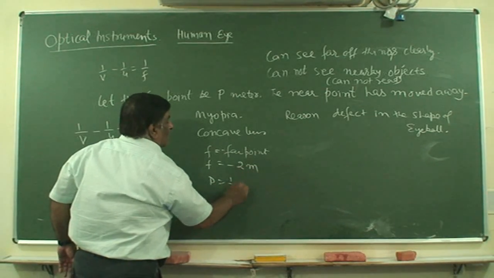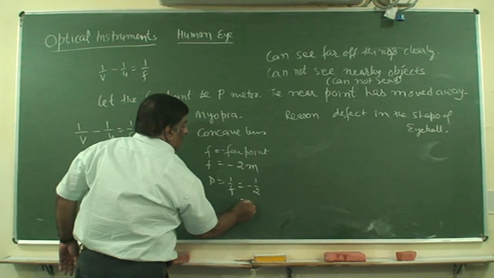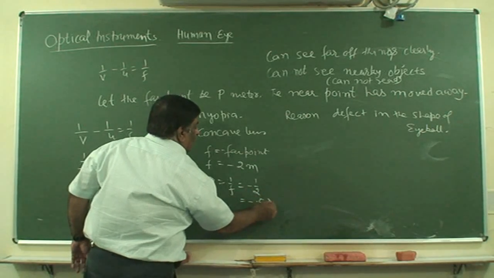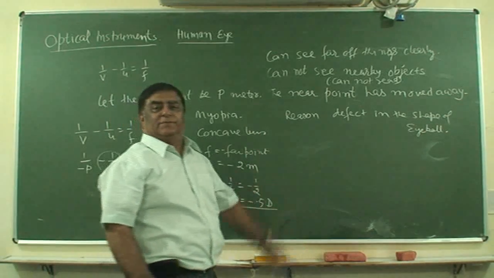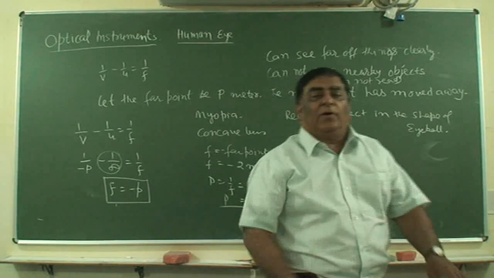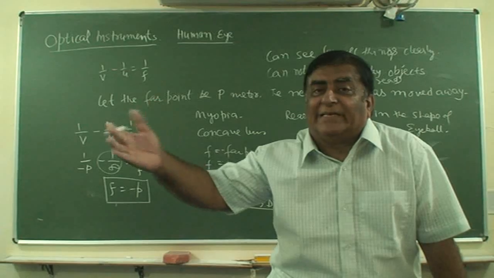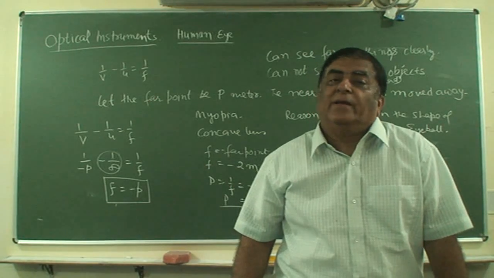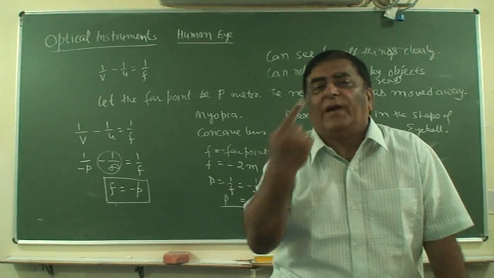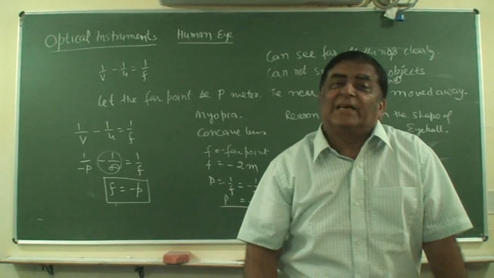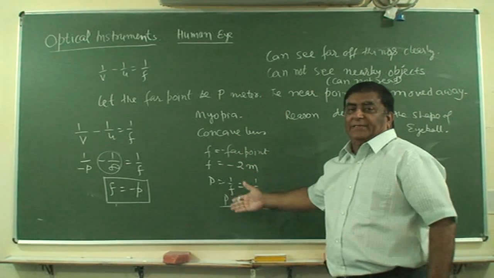So power is equal to 1 upon f is equal to minus 1 upon 2. This is equal to minus 0.5 diopter. This is power we will use. Okay. Now if I cannot see clearly beyond 1 meter, then what is the focal length I should use? 1 meter. What is the power? 1 diopter. So this is how the numbers are formed. This is how the power is calculated.